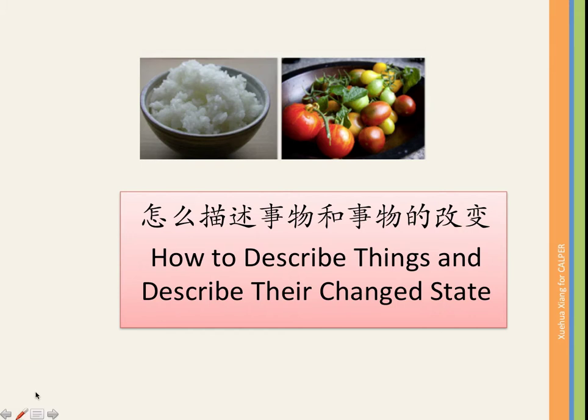Hello everyone. So when we reach the advanced proficiency in Chinese, we want to have many different ways to describe objects and also to talk about how things would change, what they would look like after some changes happening. So in this video, we'll use the cooking video from Zhuang Zuyi to talk about how to describe things and describe their changed state.